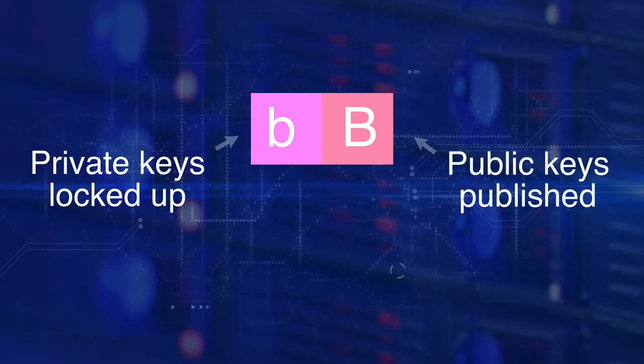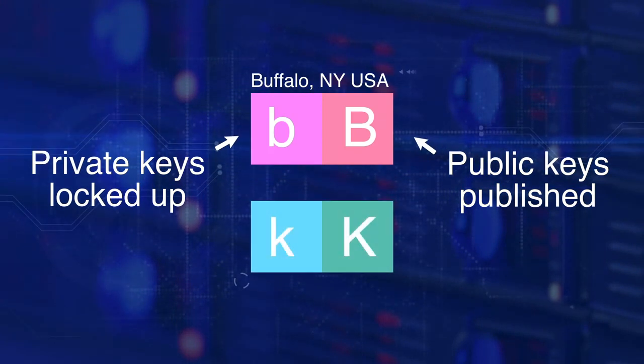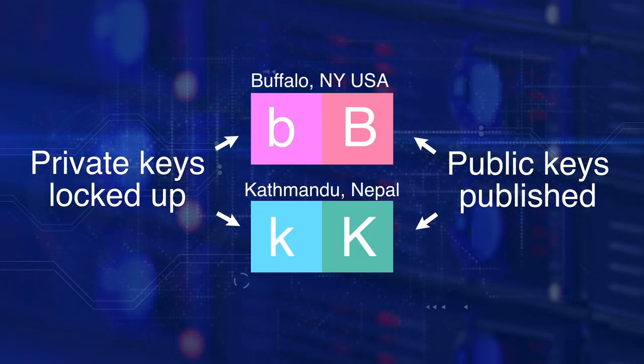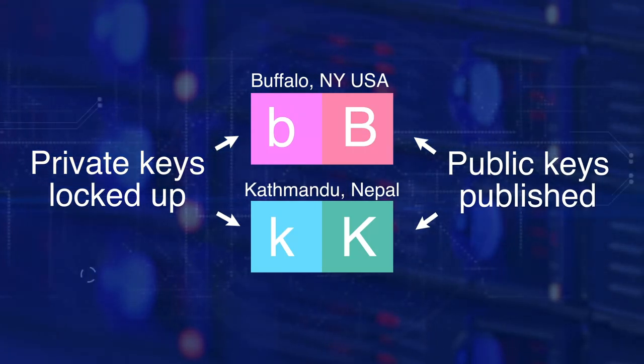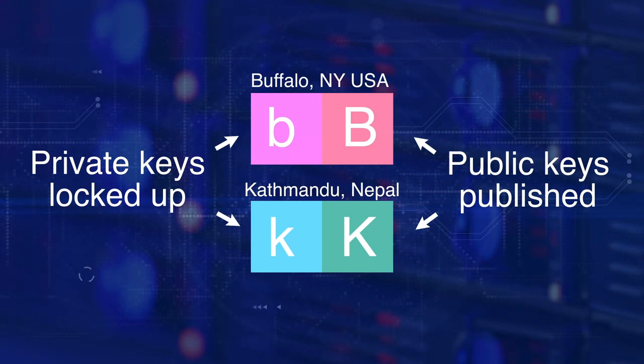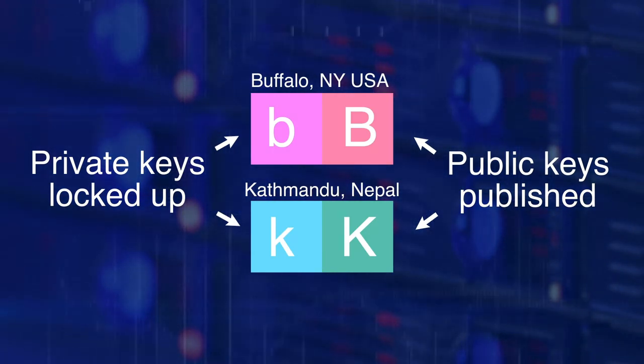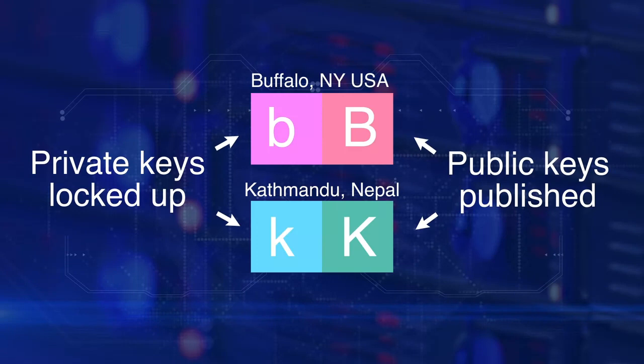Instead of a single secret key, it employs 2 different keys that take care of both the issues of symmetric key encryption. Let lowercase b, uppercase B be the private, public key pair for a participant in Buffalo, New York, USA. Let lowercase k and uppercase K be the pair of keys for the participant in Kathmandu, Nepal. Public key is published, private key is kept safe and locked, typically using a passphrase. And the pair works as follows.